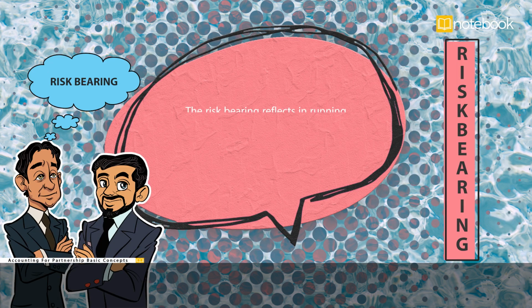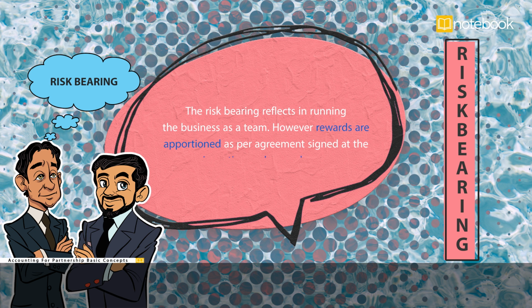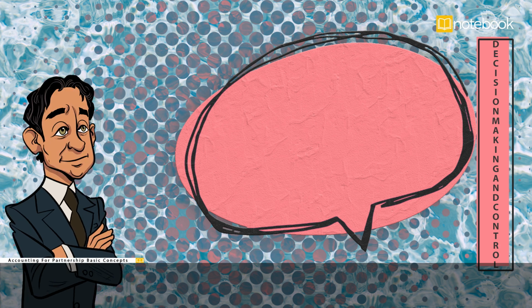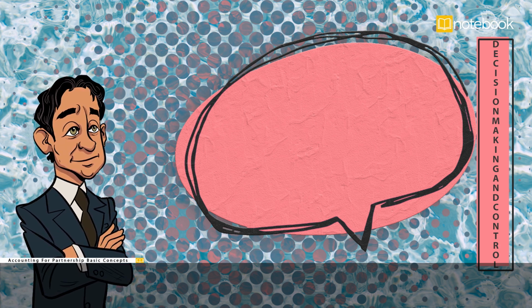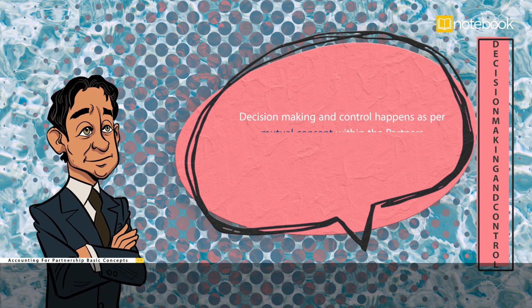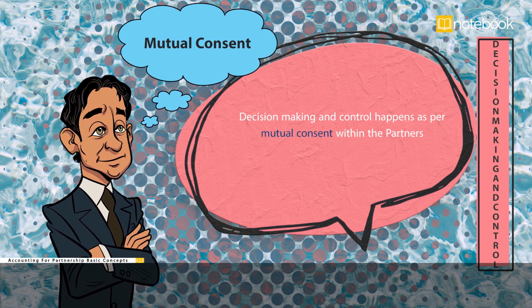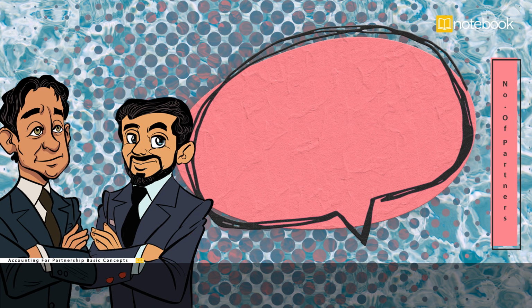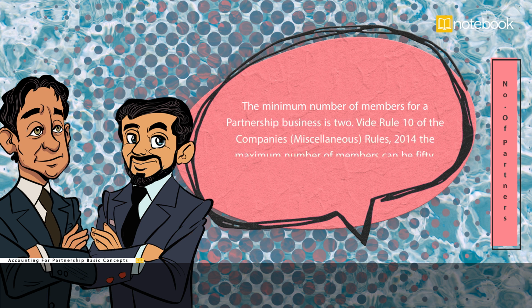3. Risk-bearing. The risk-bearing reflects in running the business as a team. However, rewards are apportioned as per agreement signed at the inception and so are losses. 4. Decision-making and control. Decision-making and control happens as per mutual consent within the partners. 5. Number of partners. The minimum number of members for a partnership business is 2. Under Rule 10 of the Companies (Miscellaneous) Rules 2014, the maximum number of members can be 50.